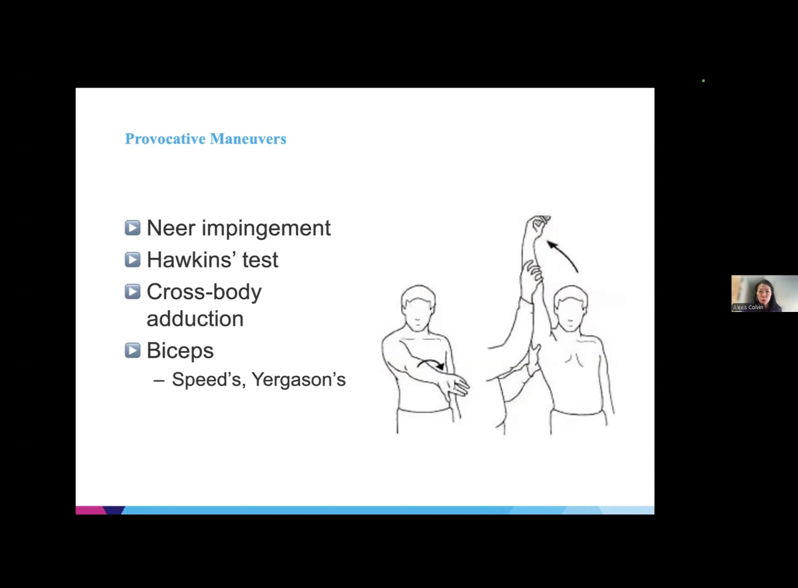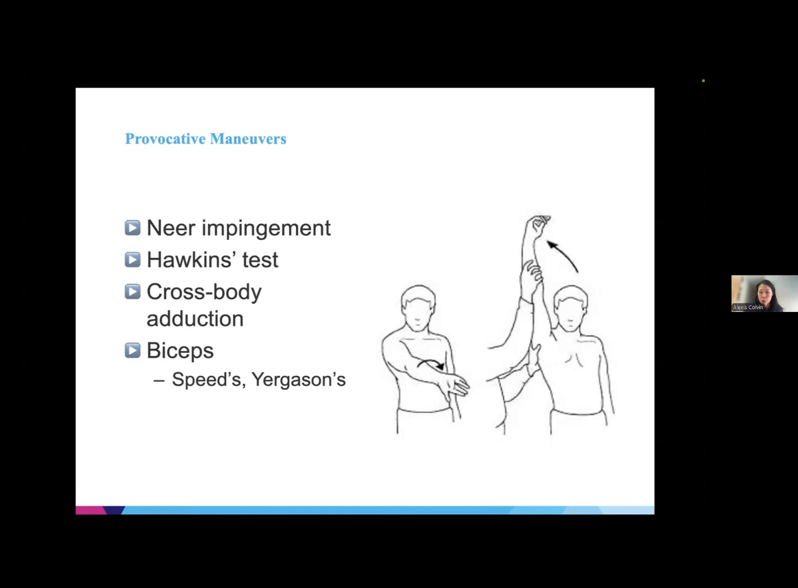So the first two maneuvers, the Neer test and the Hawkins test, both of those are checking for rotator cuff pathology. The third one, cross-body adduction, that's something where in addition to palpating the AC joint, it's also checking for inflammation or symptomatic arthritis at the AC joint. That's actually just bringing, what it says, bringing the arm across the body. And then the bottom two tests are checking for biceps tendinitis, in addition, again, to palpating where the structure actually is.